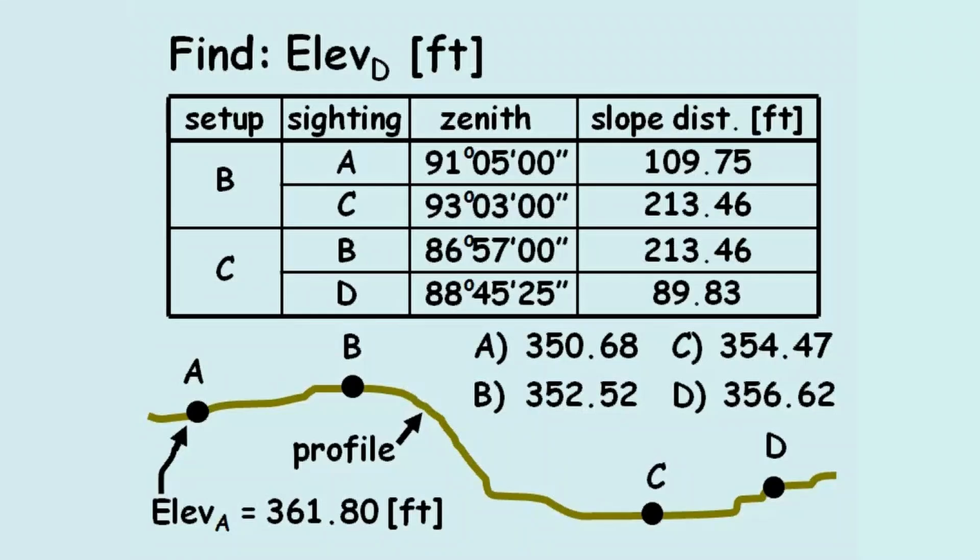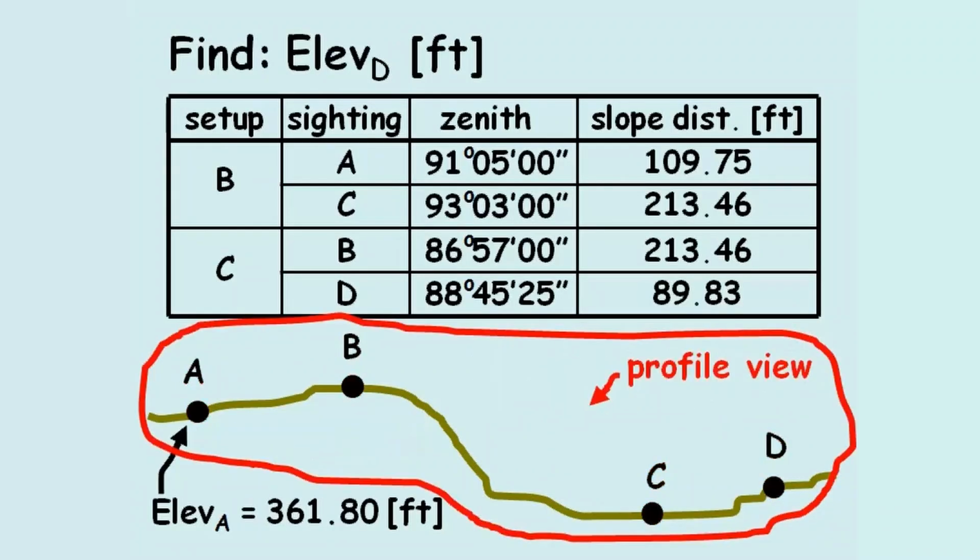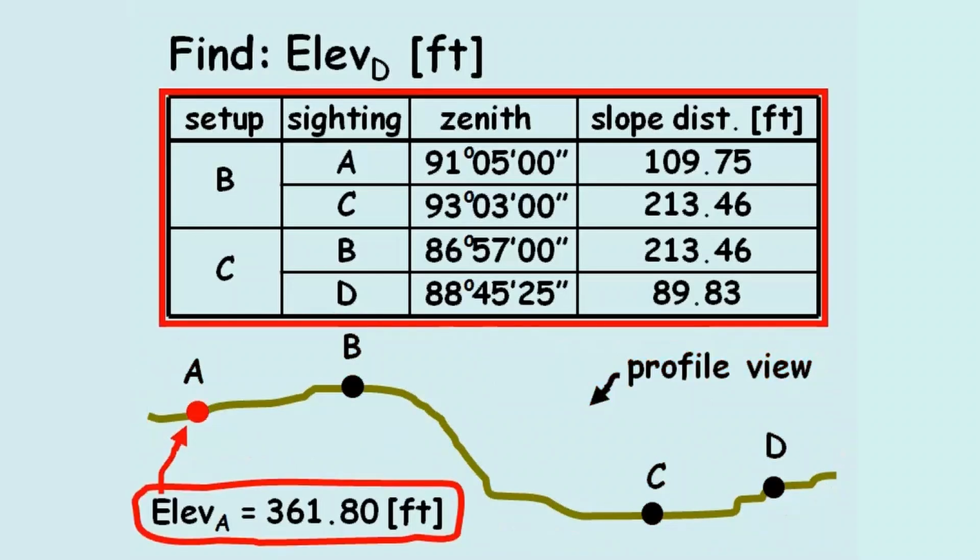Find the elevation at point D in feet. In this problem, points A, B, C, and D are positioned in order along a soil profile. The profile view shows the locations of these points with an exaggerated vertical scale. The elevation of point A is provided, as well as survey data from a total station.